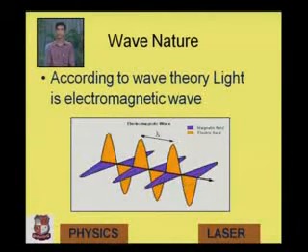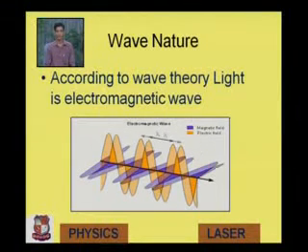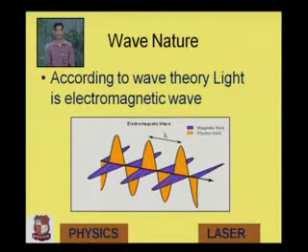They are vibrating perpendicular to each other, and they are also vibrating perpendicular to the direction of the propagation of light. So here your arrow shows the propagation of light. So according to the wave nature, light is an electromagnetic wave, which is basically transverse in nature. Some of the phenomena like polarization, interference, diffraction, reflection can be understood by this wave nature.